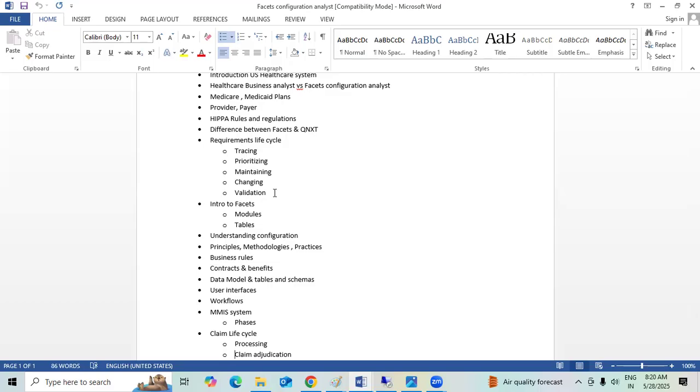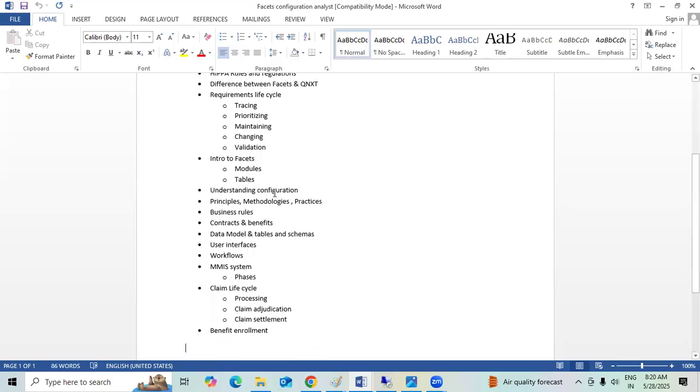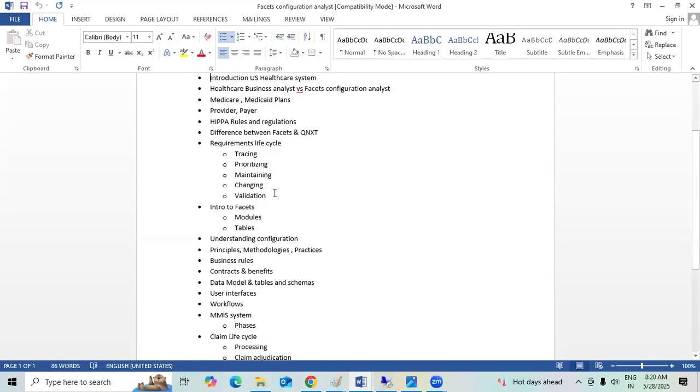So what are the different phases we have, followed by the kind of claim life cycle, because for Facets, one of the major areas where we follow is claim processing, wherein it starts with claim submissions. At the same time, claim adjudication will take place, followed by claim settlements. Next one about the benefit enrollment, right? What are the different benefits we have? How the benefit enrollment is to take place. This will also be covered. So this is from the Facets configuration analyst point of view when we are learning.